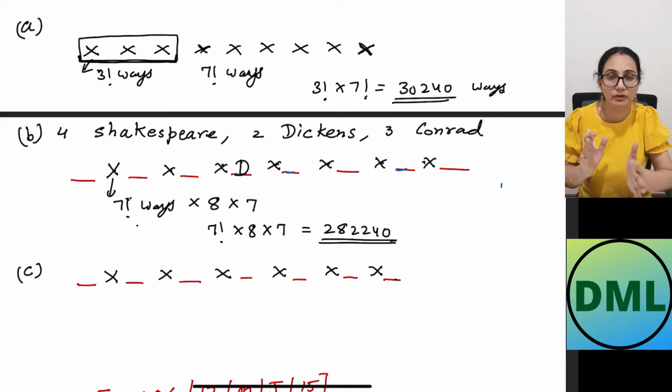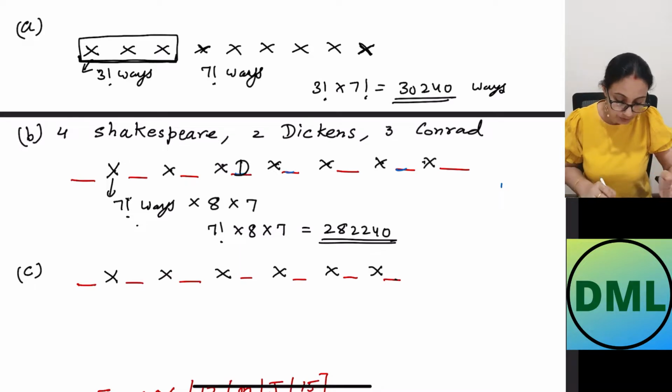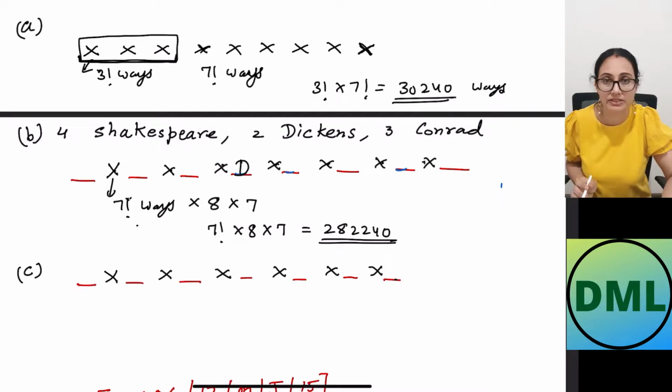Now he says that the books of the Cornet are separated from each other. That means in between the Cornet books, either the Shakespeare book is there or the Deccan book is there. So the 4 Shakespeare and 2 Deccan books, total books available with you is 6. As you can see, I have made 6 crosses, 1, 2, 3, 4, 5 and 6. And in between the crosses, I have made dashes. 1, 2, 3, 4, 5, 6, 7 dashes are there to fill the Cornet books.